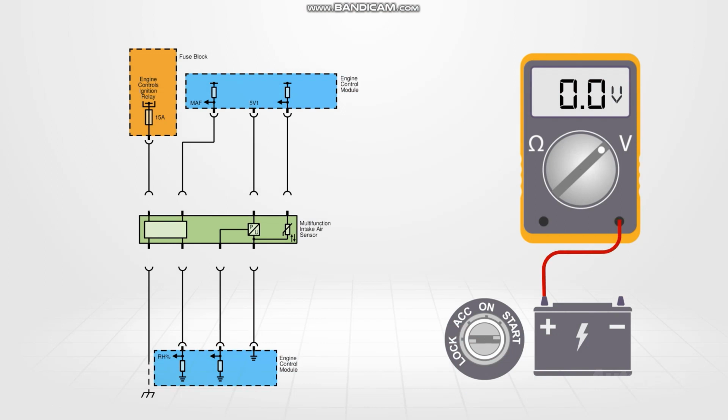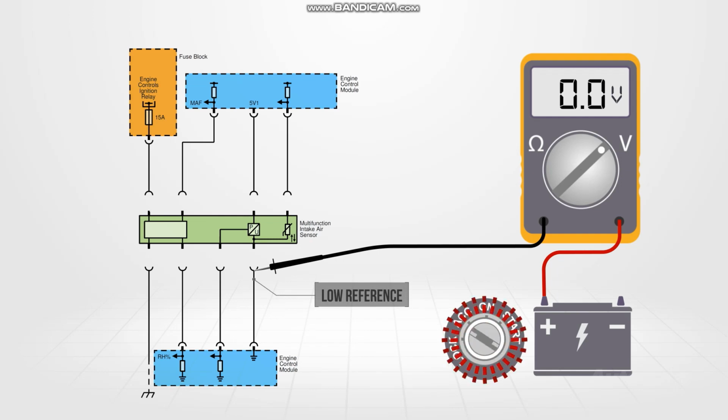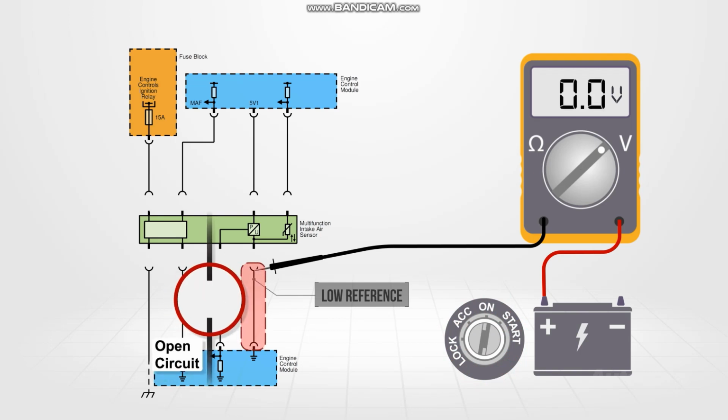Connect the red meter lead to battery positive and the black to the low reference terminal in the baro sensor harness connector. With the ignition on, the meter should display battery voltage. If there is no meter reading, there may be an open within the circuit.